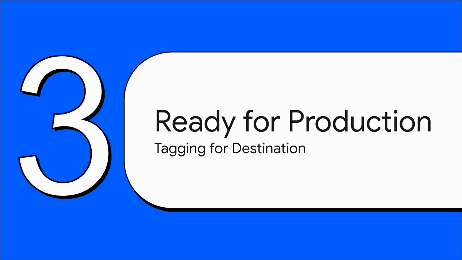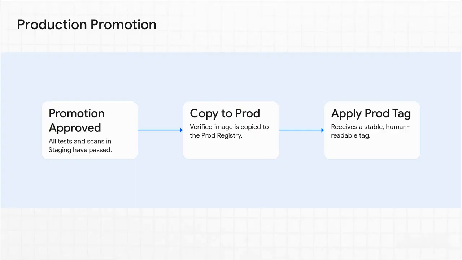Okay, so after passing every single test and every scan, our image reaches its crowning achievement. It is now officially certified as production ready. This is the final step in its journey, where we get it ready for its ultimate destination. And the best part, the approval is totally automatic once all those checks are green. The verified image is then copied, again using its unique hash, into the highly secured, access-controlled production registry. Only now, at the very end of this entire journey, does it finally earn its official human-readable production tag.